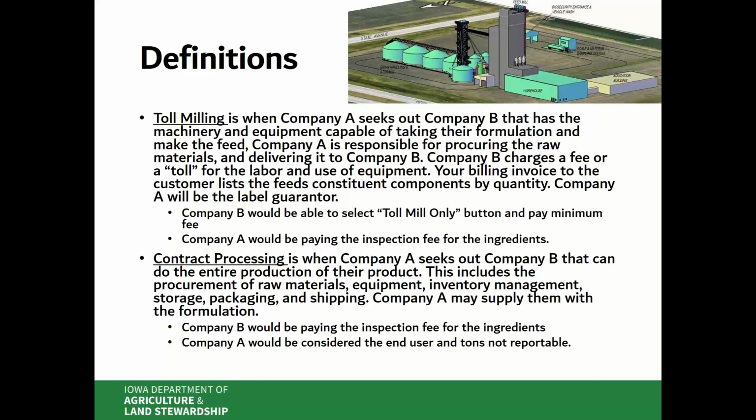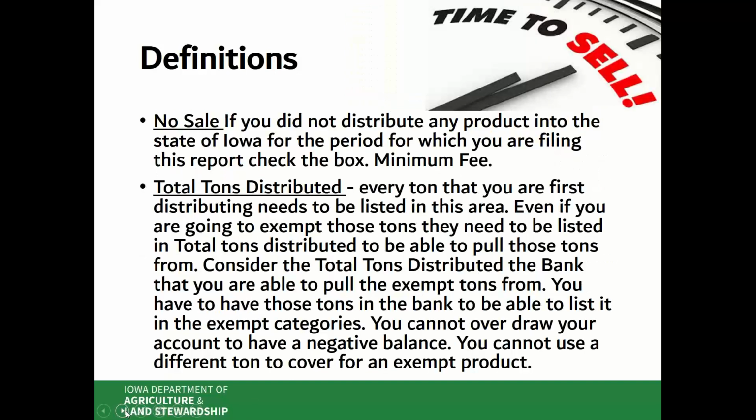And then the contract processing is when company A seeks out company B to do the entire production of the process. So this includes the procurement of raw materials, the equipment, the inventory management, the storage, packaging, and shipping, and company A will supply them with maybe the formulation. So company B would be paying the inspection fee for the ingredients, and company A would be considered the end user, and the tons would not be reportable since they were reported through company B. All right, so no sale.